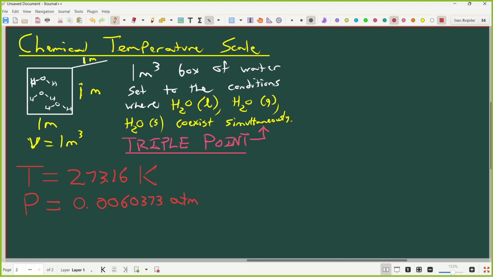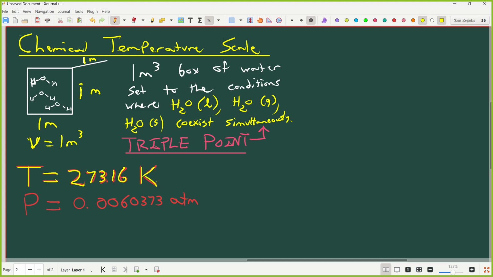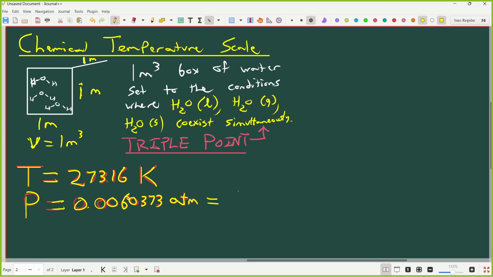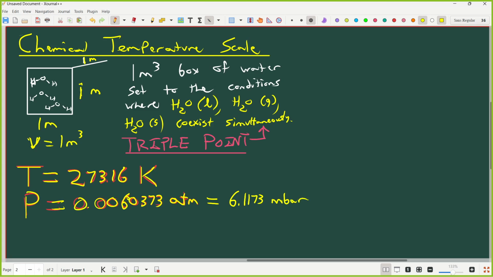Oh, I'm sorry, that's really hard to see. Let me make that a little brighter. All right, I got to change that color for you guys. 273.16, and the pressure is 0.006073 atmospheres, which is equivalent to 6.1173 millibar. And we'll talk about pressure units later. I'll introduce a bunch of them when we talk about the ideal gas and gases, all right?